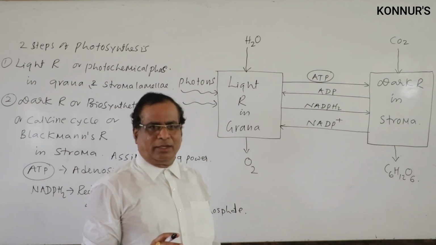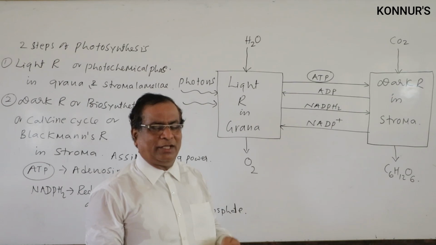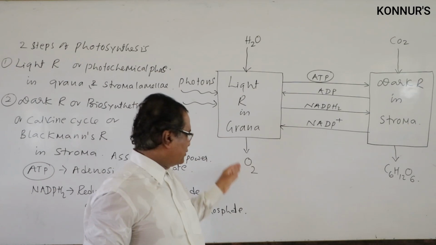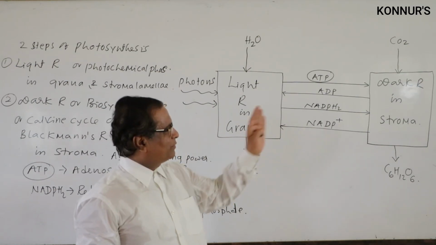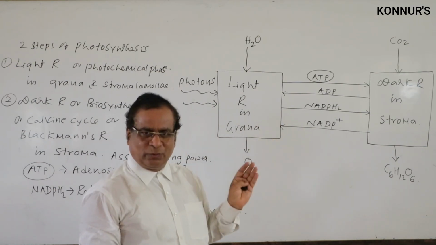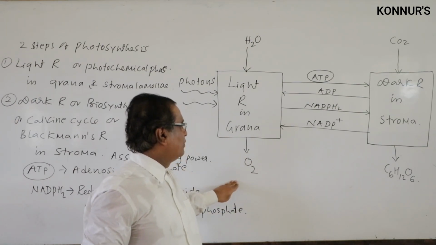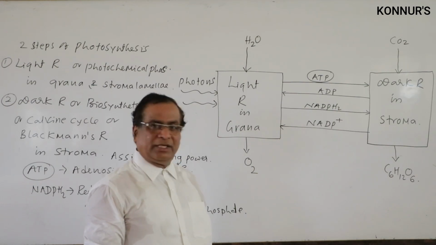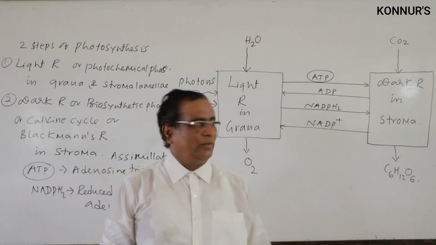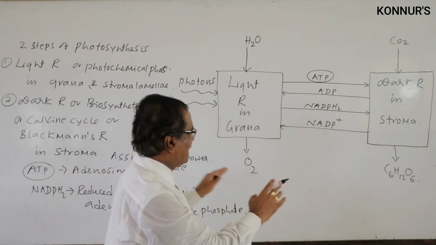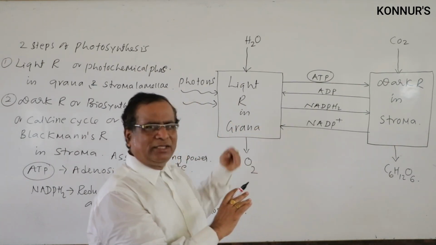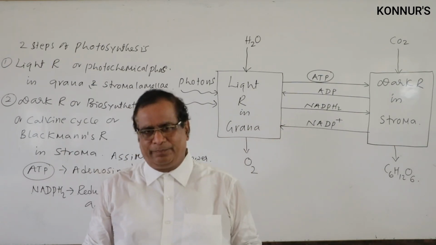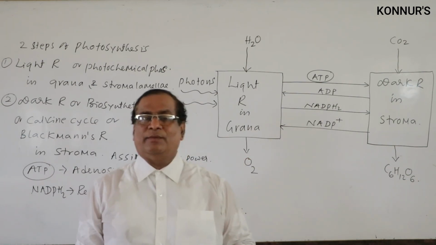The reactant used in light reaction is water. Usually in biology, instead of saying reactant, they used to say substrate. The substrate used in light reaction is water. The substrate used in dark reaction is CO2. The product formed in light reaction is oxygen. The product formed in dark reaction is glucose. It's a summary. If you know this chart, even if they twist the questions, you are in a position to write the answer.